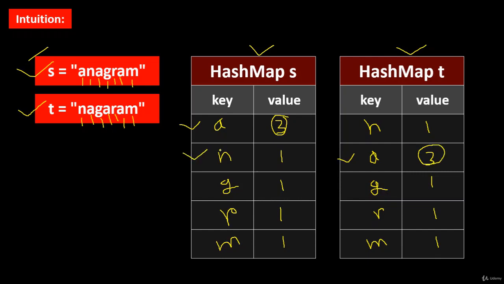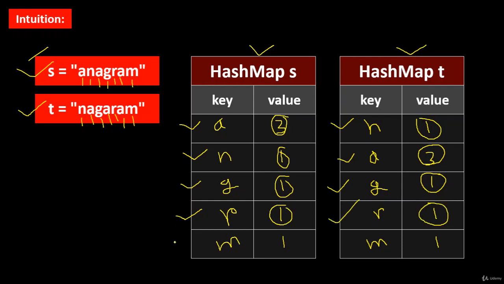We have the next element n, right? So against n, what do we have in this hash map? Against n we have 1, and here we have 1 as well. So this is a match. So let's go to the next one. Next one g, and against g we have 1, and in here we see against g we have 1. They match. So let's go to the next one, that is r, and against r we have 1, and here as well against r we have 1.